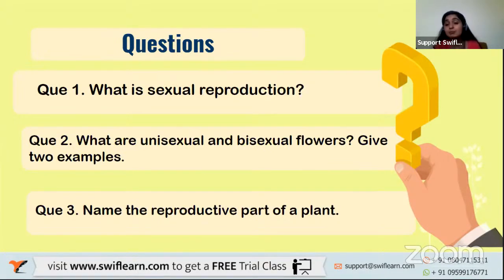What are unisexual and bisexual flowers? I hope we got enough evidence and enough things you can write down about unisexual and bisexual flowers or plants. Question 3, name the reproductive parts of the plant. I would suggest you name all the parts, like the male one that has two different portions, name both of them. Then moving to the female part, you have to put down all the female reproductive parts over there. It's divided into 4 parts. Name all those parts and also write their functions. Okay.